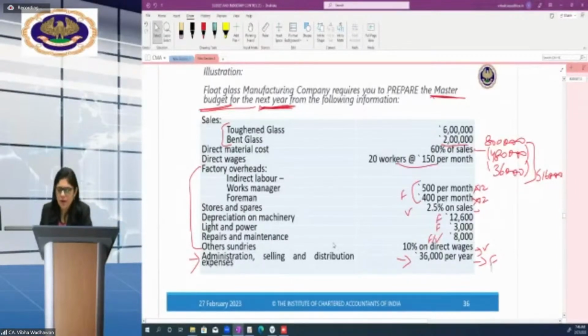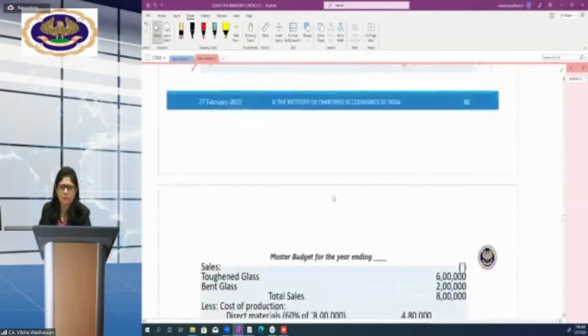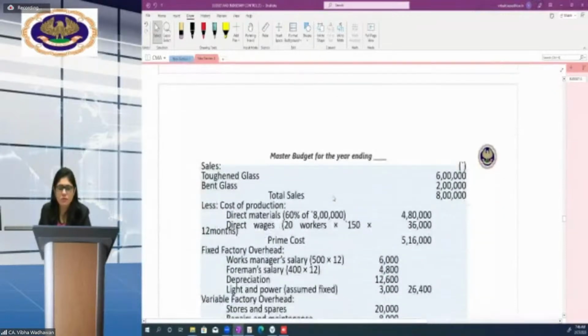Light and power, you can take it as fixed, you can take it as variable also, because there is no other information. Light and power we generally take as variable. But here you can take it as fixed. That's okay. You can write an assumption also. The idea is that the student should be aware of the concept. Let us see. Okay, we have the solution also here.